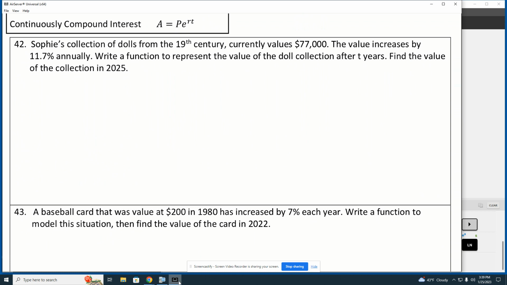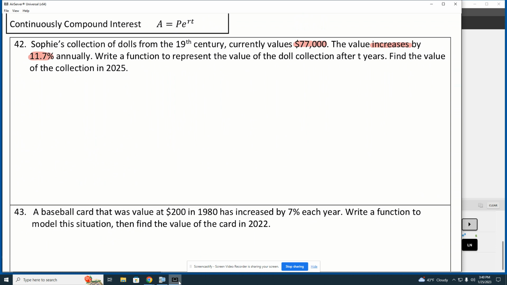So 42. Sophie's collection of dolls from the 19th century currently values at $77,000. The value increases by 11.7% annually. Write a function to represent the value of the doll collection after T years.